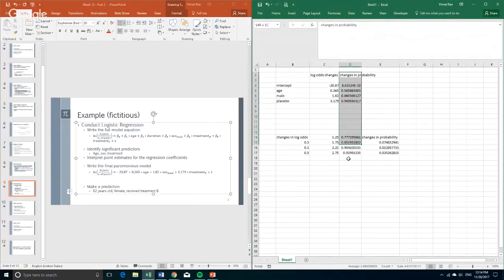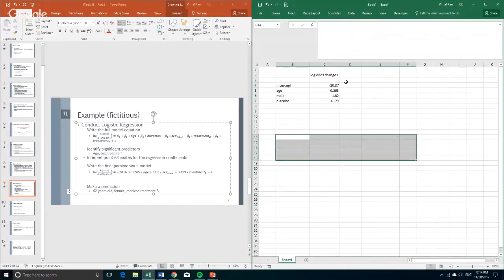Well, let's remove all of this stuff. So we have somebody who is 62 years old. They are female, so they are not male, and they received treatment B, so they did not receive the placebo. So we take 62 times the regression coefficient. They're not male, so that times the regression coefficient is equal to 0. And they didn't take the placebo, so that times the regression coefficient is also going to equal 0. And we add it up with the intercept. So their predicted log odds is minus 4.4.